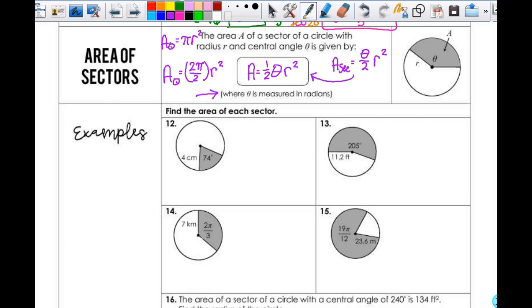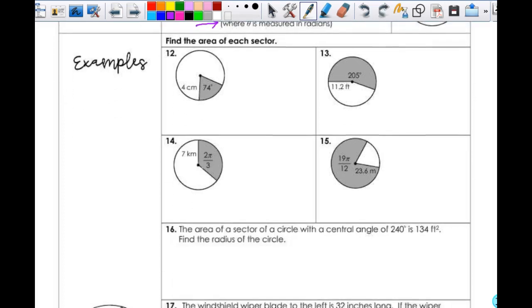All right, so let's look at number 12. It says find the area of each sector. So I have this in degrees. What do I need this to be in? Radians. Okay, so if I take 74 degrees, what do I have to multiply it by to change it to radians? Pi over 180. Can I reduce these? Yes. Okay, so 74 divided by 2 is 37. 180 divided by 2 is 90. Can I reduce that anymore? No, 37 is a prime number, so my angle measure is 37 pi over 90.